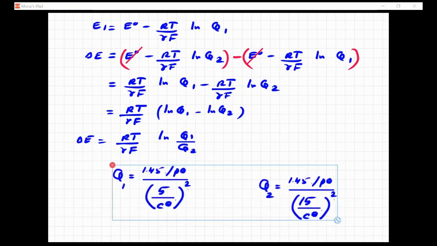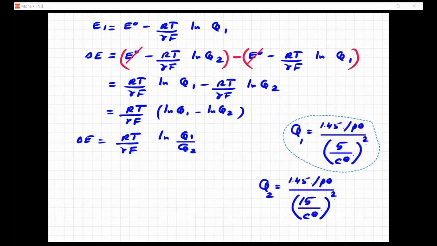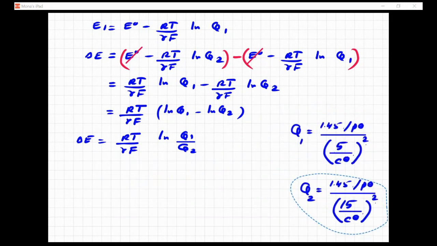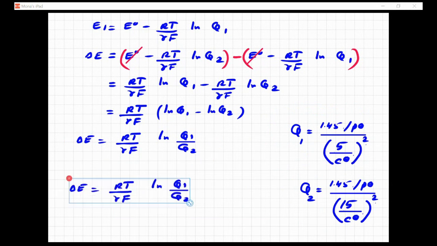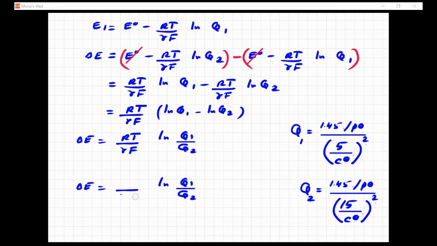Okay, so this is what we have. Let's see here. This is Q1, and this is Q2, right? Okay, so we will substitute now. As you are aware, nu is equal to 2. So that is going to be, I will substitute, RT over nu F.